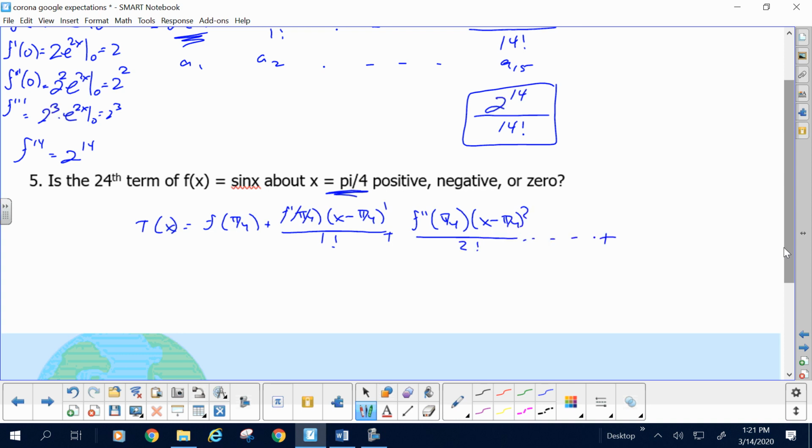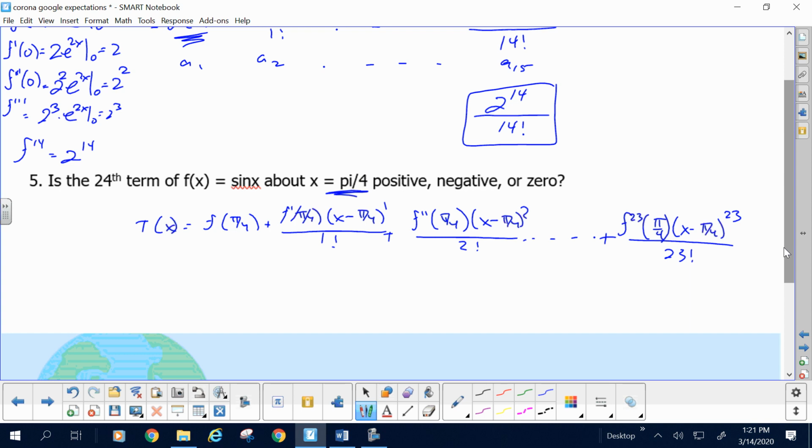So first question, the 24th term. Is that x minus pi over 4 to the 24th, or is it to the 23rd? And it is to the 23rd, because again we're starting with no x minus pi over 4s for the first term. So the exponent is always lagging behind one less. So by the 24th term, we'd be at x minus pi over 4 to the 23rd over 23 factorial, and I need to figure out what's the 23rd derivative at pi over 4.